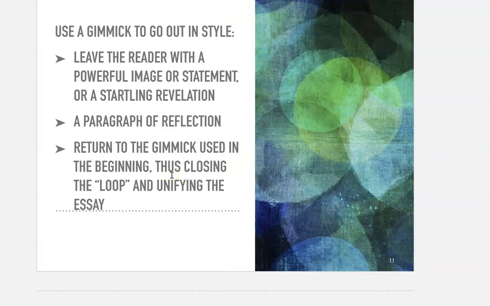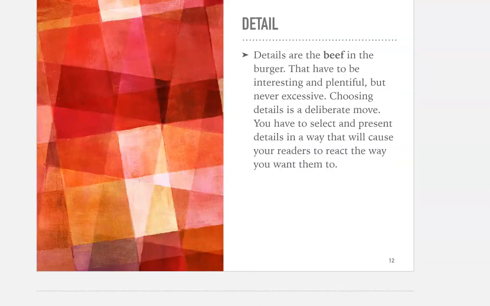A few of the ways that you can use to go out in style, to end in style: leave the reader with a powerful image or a statement, a startling revelation. You could use a paragraph of reflection. You could return to the gimmick that you used in the beginning, that list that we talked about, the one that started with the quotes, and then closing a loop. It's kind of like bringing it full circle.